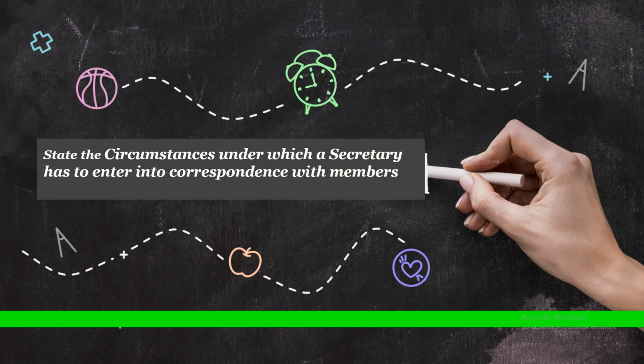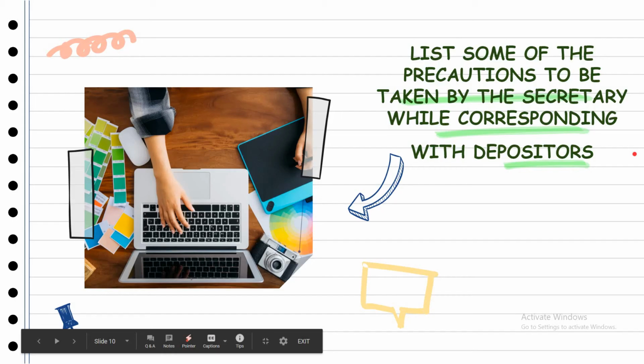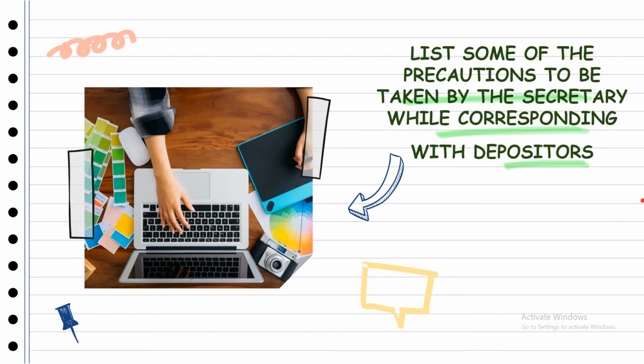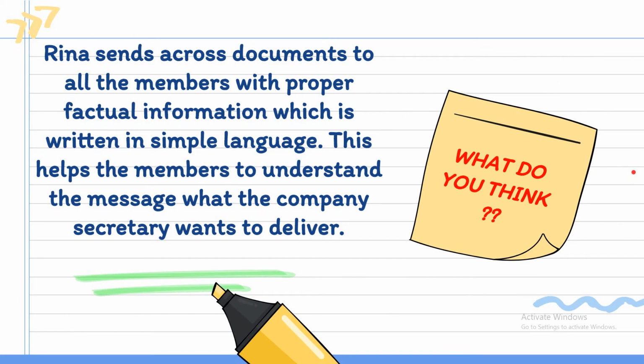So educators, now you will choose 3 or 4 students so that they can reveal the pointers which they have seen in the video. If you get a proper answer, you may continue. Now, going forward, you need to list some of the precautions to be taken by the secretary while corresponding with depositors. Now, in the upcoming slides, I would be displaying short situations like this. You need to think about what are the precautions which are being taken in every situation over here.